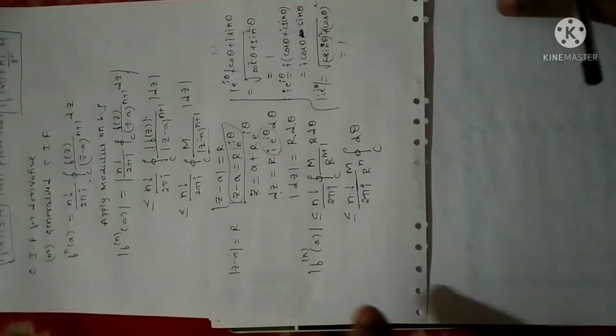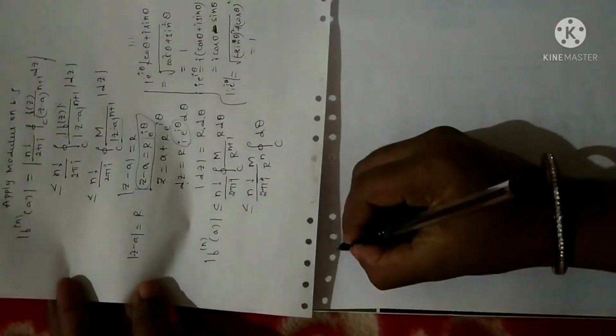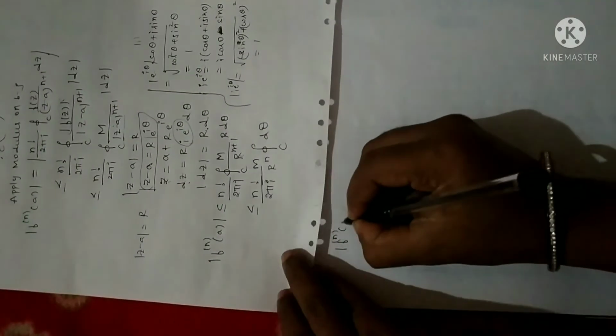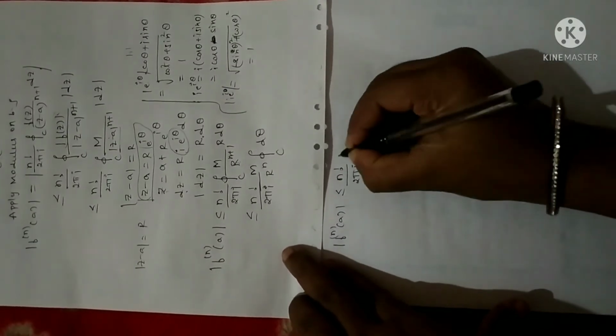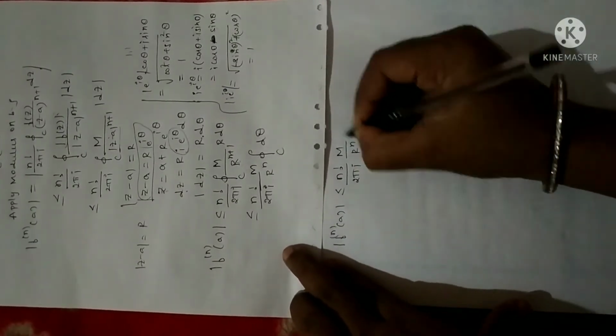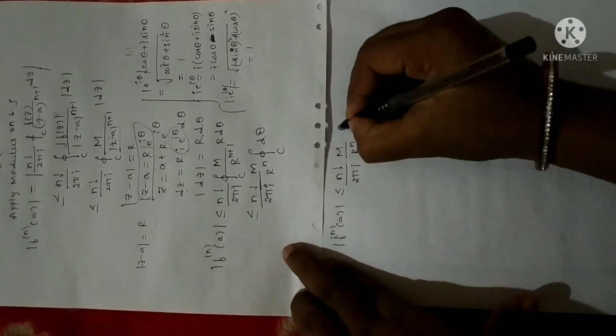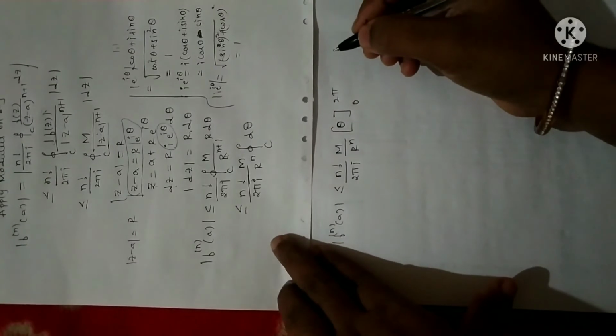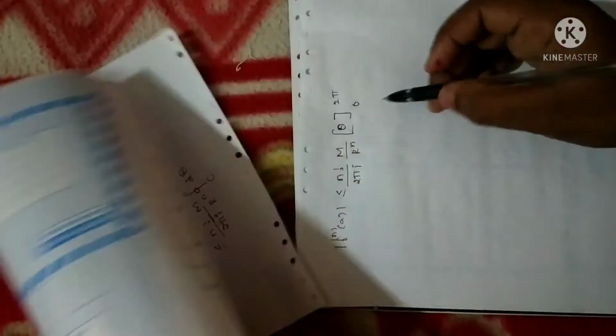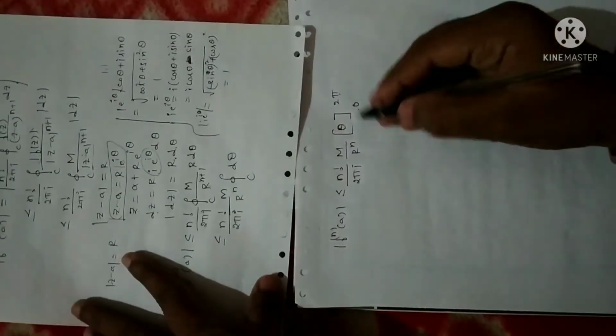So further, when you simplify, what you're going to get is, just write here, magnitude of f^n(a) is less than or equal to n factorial divided by 2 pi i into M by r power of n. Now integration of d theta is theta, since it varies from 0 to 2 pi. Right? Why? Because it is a circle. The given equation is a circle equation. It varies from 0 to 2 pi. So I can write this as 0 to 2 pi.